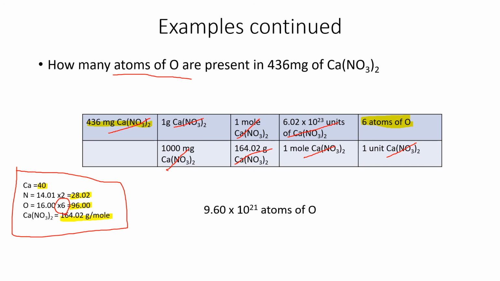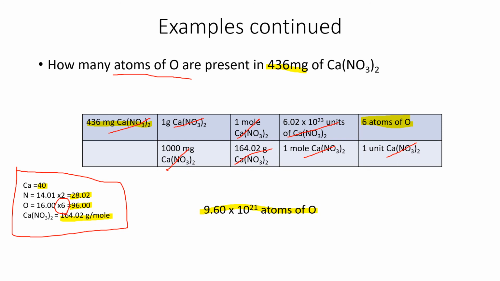Last step is to just go through the mathematical calculations for this. Multiply everything through the numerator, 436. We don't need to multiply by 1, but then multiply by the 6.02 times 10 to the 23rd, then times 6. Then everything in the denominator is a divided by, so divided by 1,000, then divided by the 164.02. We're rounding our final answer to 3 significant figures because we started with 3 significant figures, and at the end, we're going to get 9.6 times 10 to the 21 atoms of oxygen.